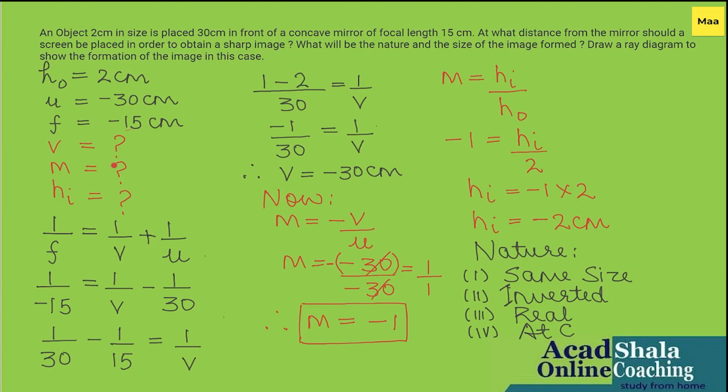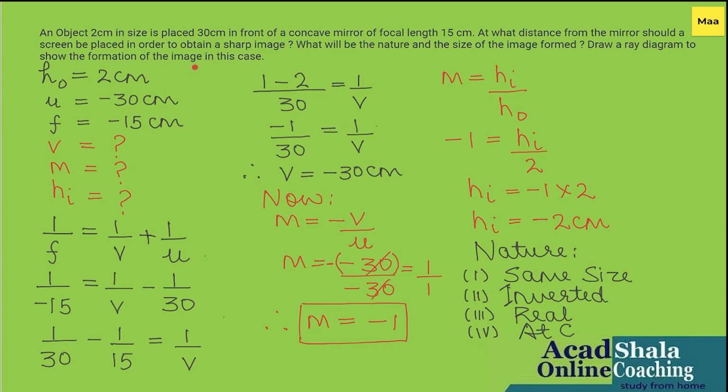Okay. So now what we have to find out, as seen in the numerical, is v, m, and then the height of the image. So three things we have to find out, and in the last we also have to show the ray diagram for the formation of the image, in this case, whatever we are going to solve now over here on the screen.